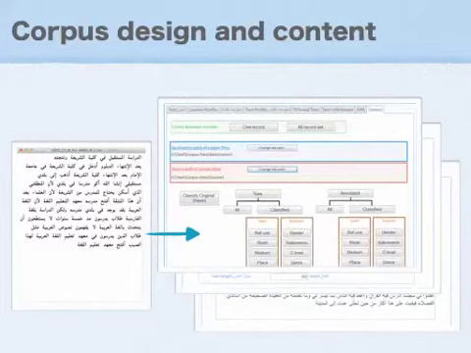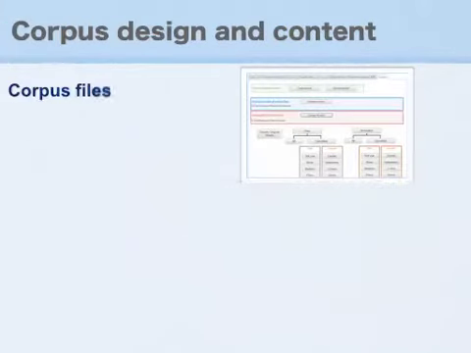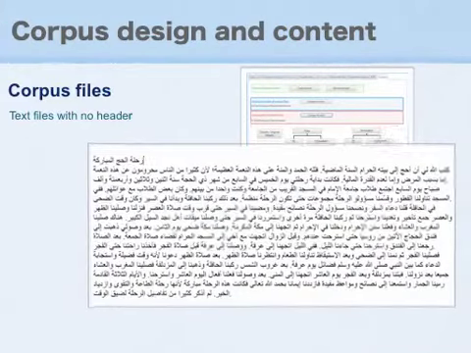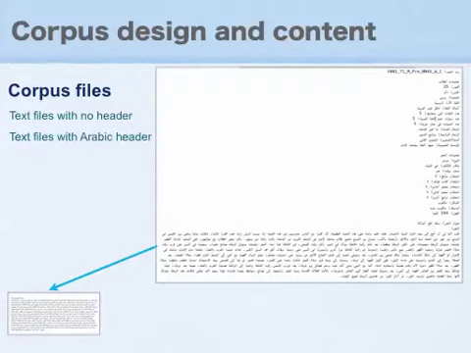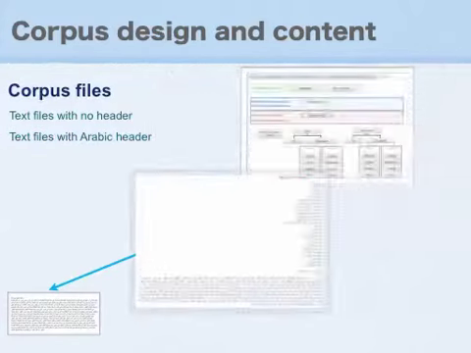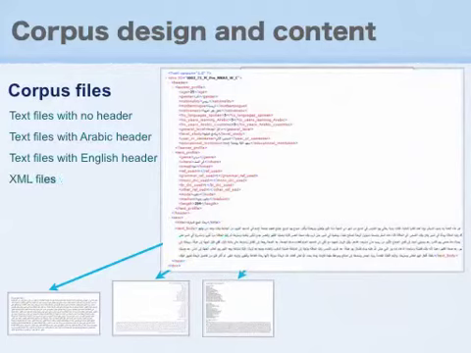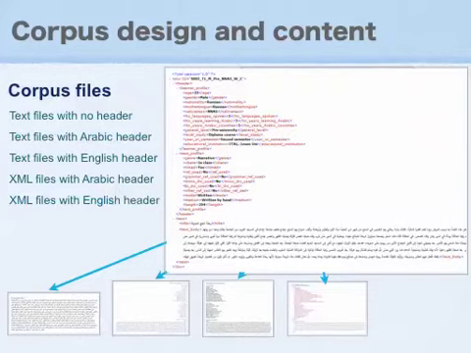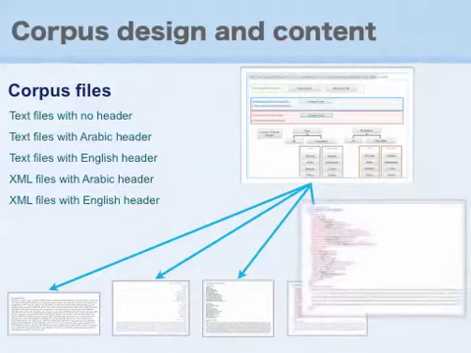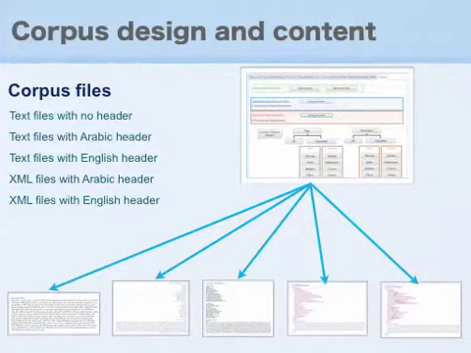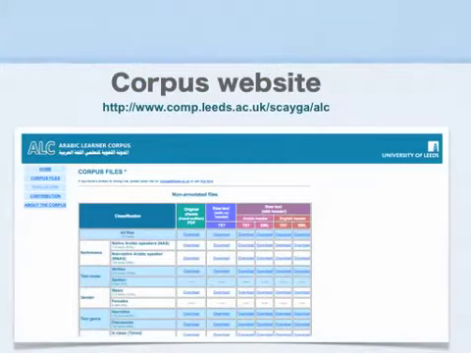The database was programmed to produce 5 types of non-annotated files as follows: text files with no header, text files with Arabic header, text files with English header, XML files with Arabic header, and XML files with English header. All these files are available for download from the Corpus website, which can be accessed from this link here.